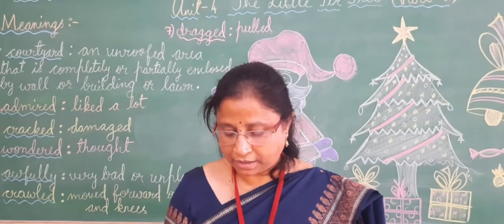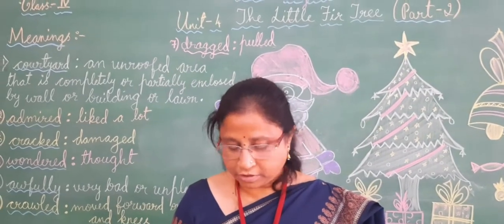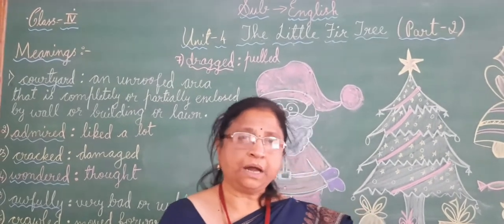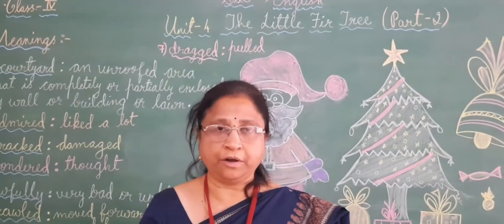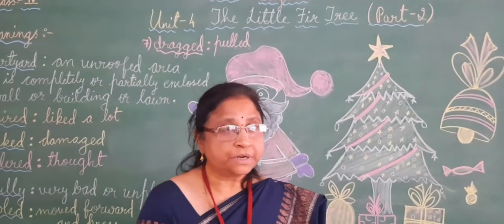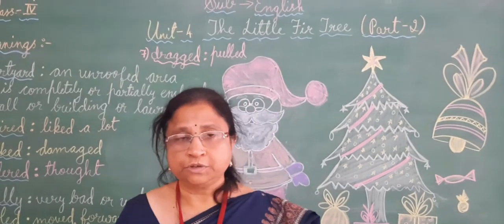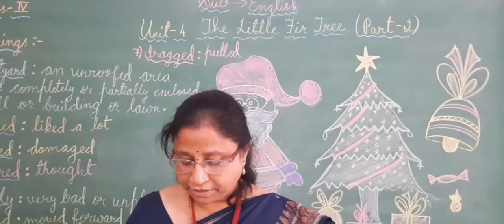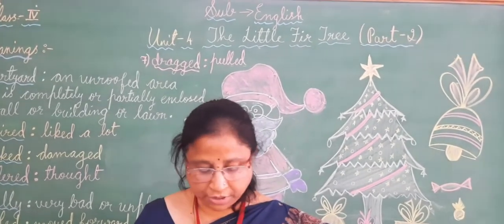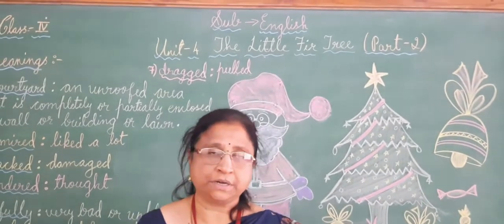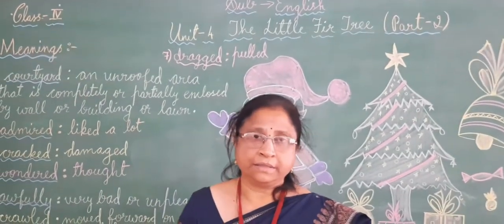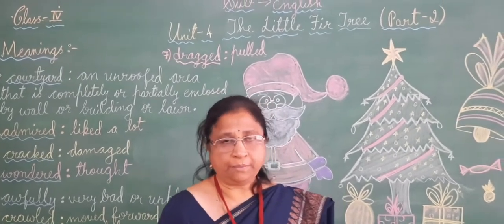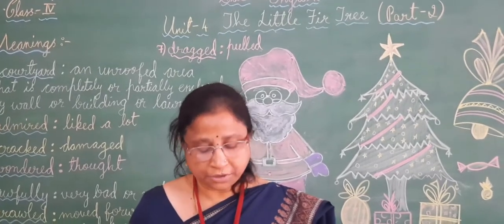Of the many trees in the cart, the fir tree was chosen because it was the prettiest tree. So there were so many other trees also carried in the cart, but the fir tree was the prettiest one, so it was chosen. Then the servants, dressed in fancy uniforms, took the tree into the large drawing room. Some servants came, well dressed in uniform, and they took the tree to the drawing room.